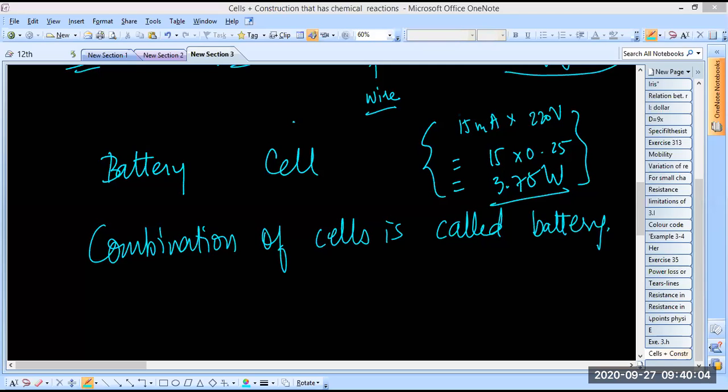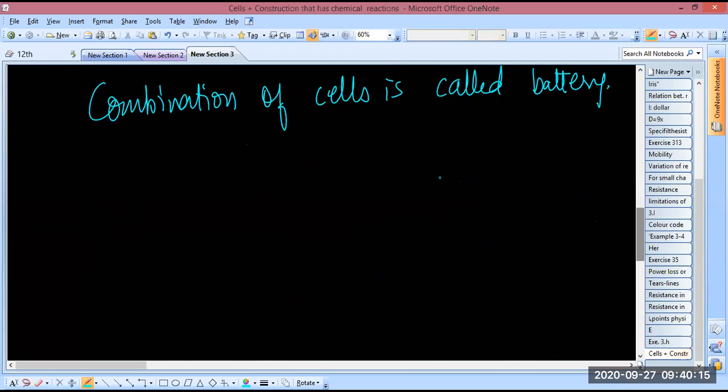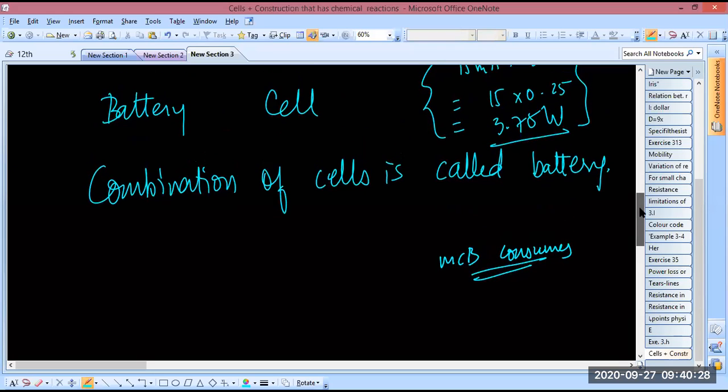What you have read, you have misunderstood. What you have read is that MCB consumes that much power, okay? And MCB continuously consumes that much power to check whether there is a current leakage or not, okay? If there is high current, then MCB will not trip. What nonsense.